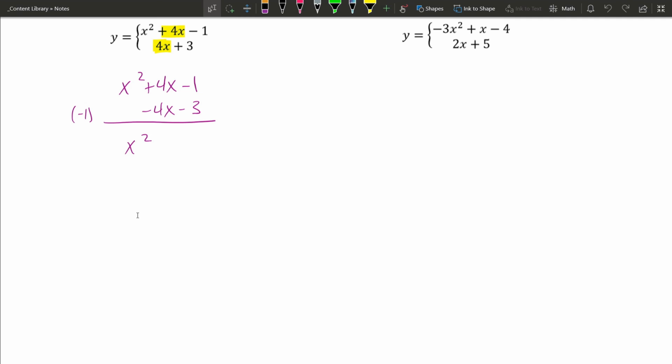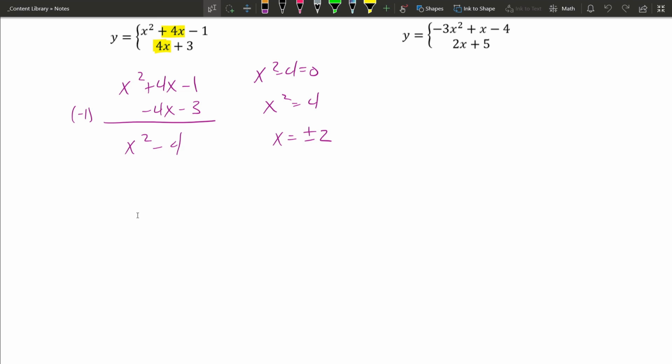X squared minus 4. So I can solve this. X squared minus 4 equals 0. So I get x squared equals 4. So I get x equals positive or -2.